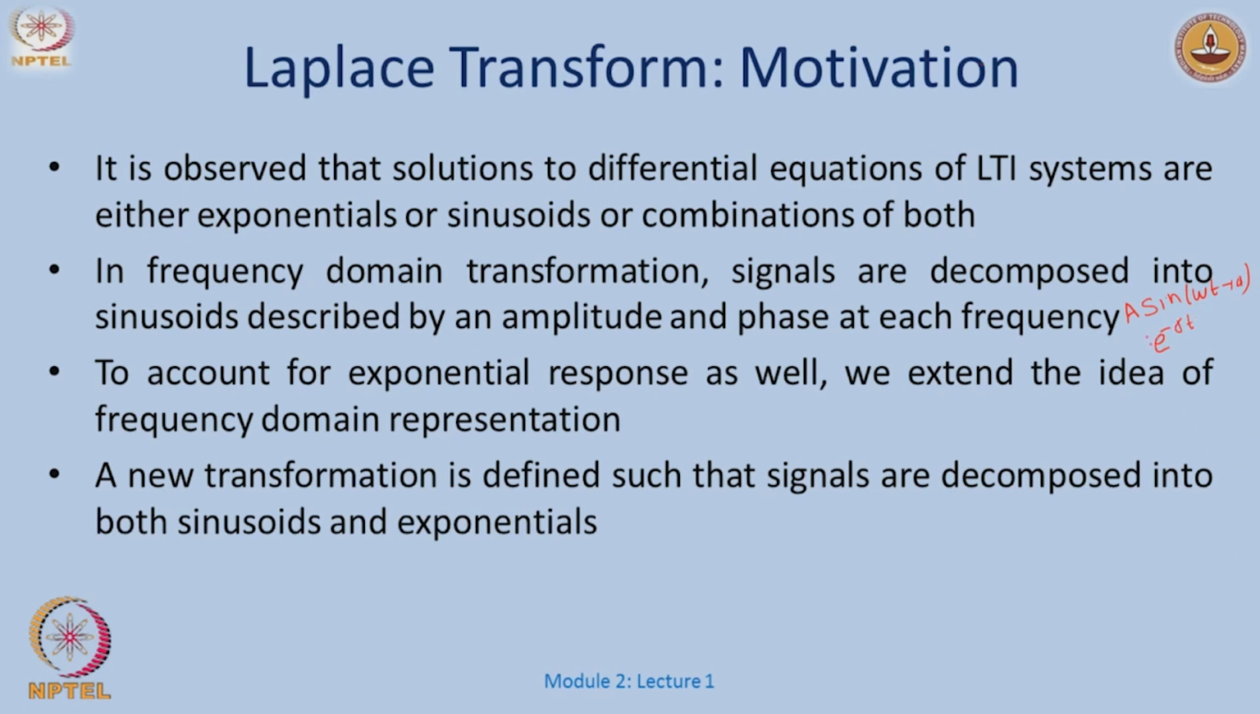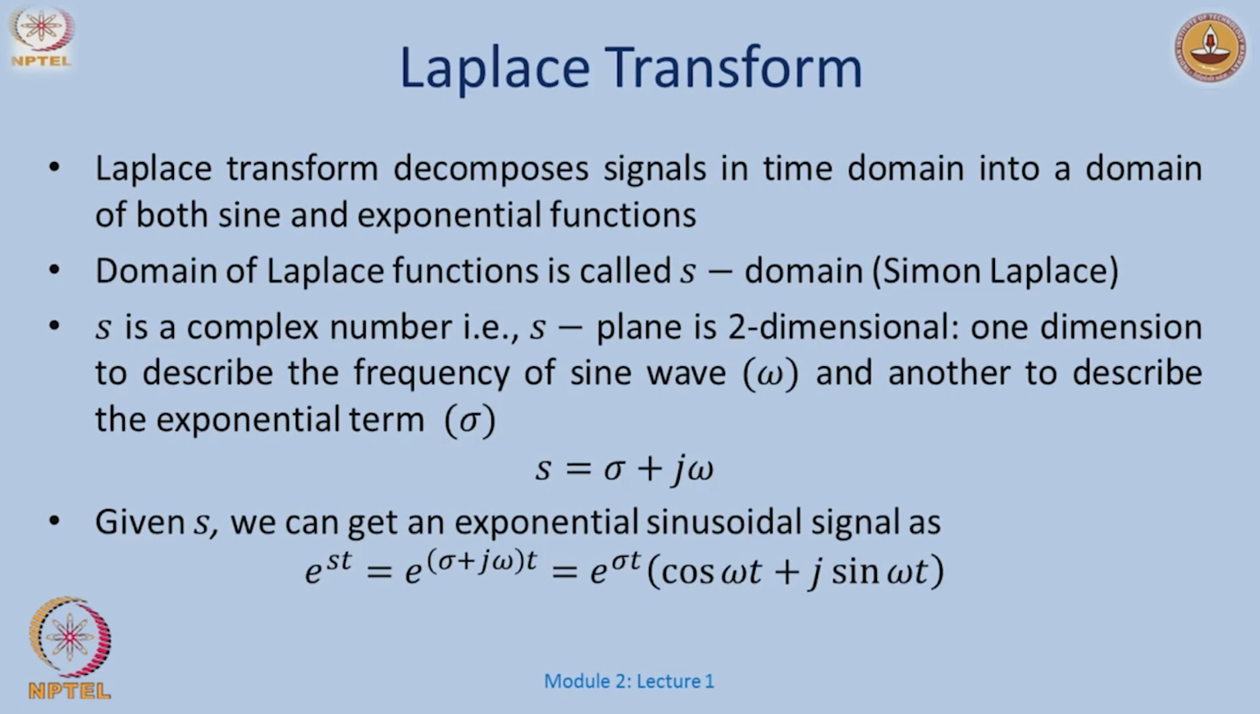So, can we combine these two into a single idea or a single transformation that will help us analyze the systems better, right. So, what we need is a new transformation such that signals are decomposed into both sinusoids and exponentials. Why? Because our solutions essentially consisted of these two components, the exponential component and some terms which were just sinusoids. Okay. And that is where the Laplace transform comes into the picture. What does the Laplace transform do? The transform decomposes signals in the time domain into a domain of both sine and exponential functions. So, here sine is not only sine, but it could also include cosine terms and so on.